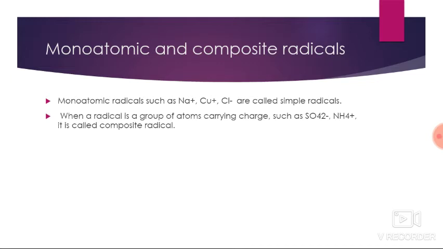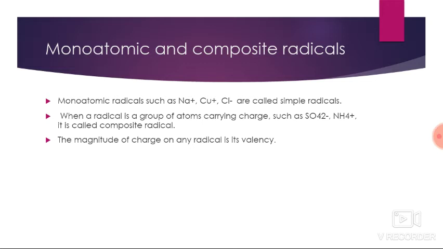When a radical is a group of atoms carrying charge, such as sulfate or ammonium, it is called a composite radical. The magnitude of charge on any radical is its valency. So when there are more than two elements coming together, such as hydrochloric acid and many more, in hydrochloric acid, H and Cl both are there. So they are also monoatomic because they both are having single valency.